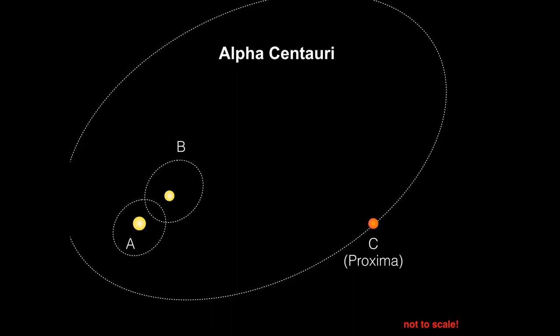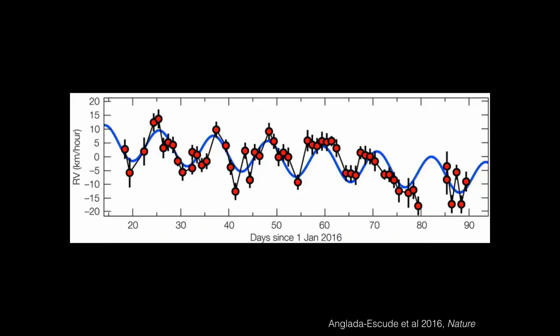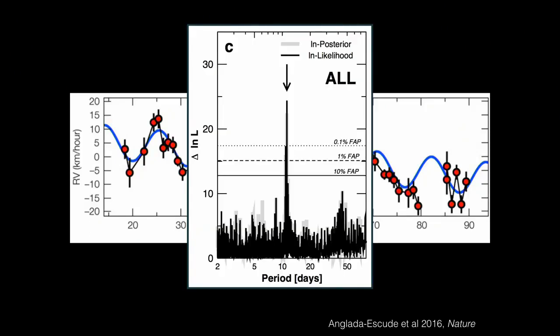So here's the data. This is the data from the discovery paper. This is the radial velocity signal. You can see the amplitude here is small, about 5 meters per second semi-amplitude. And the whole big thing that was all over the news came from this little peak, which is basically the Fourier transform of that data.